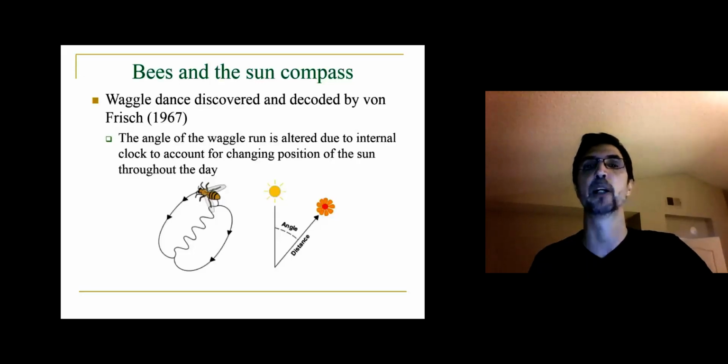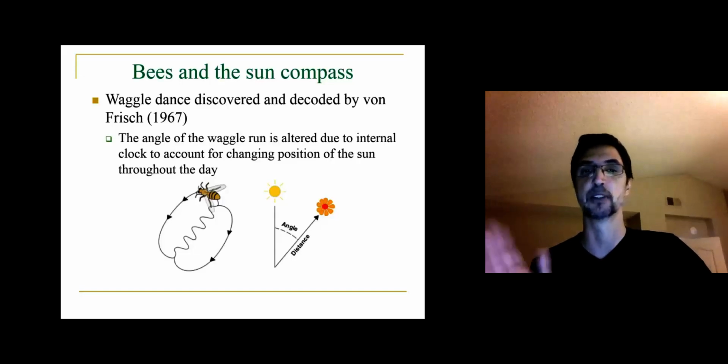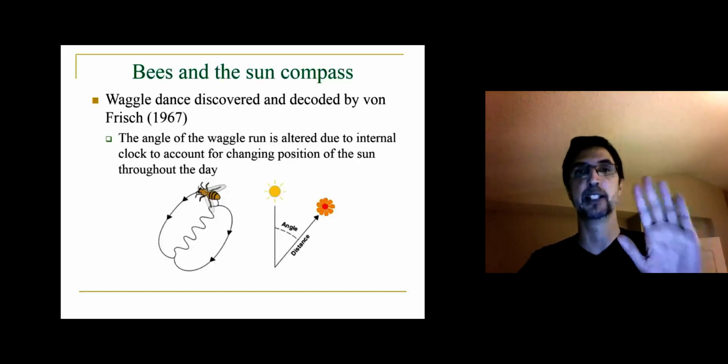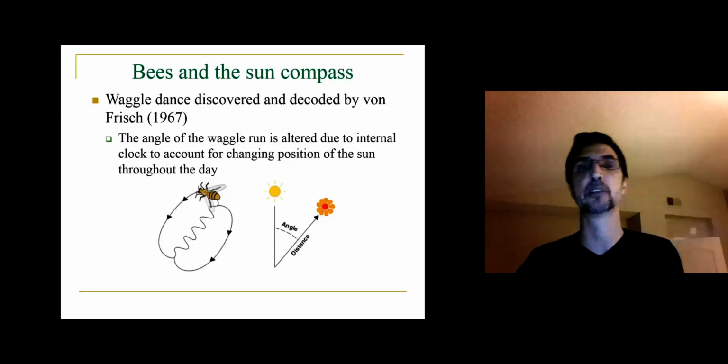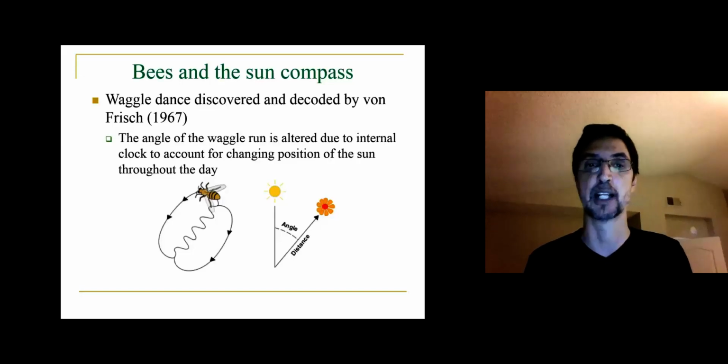That's the point where it vibrates its abdomen. And you can see that this one is being done at a certain angle relative to vertical, and it matches the angle of the food source relative to the sun. As I said, they adjust the angle that they perform the dance at to take into account the fact that the sun is moving in the sky.